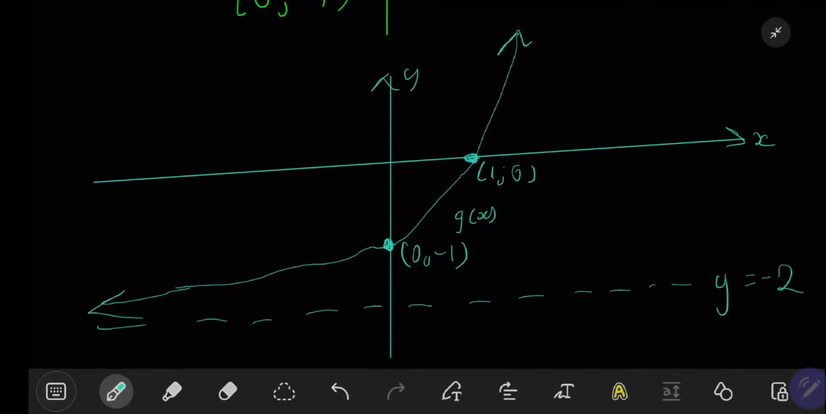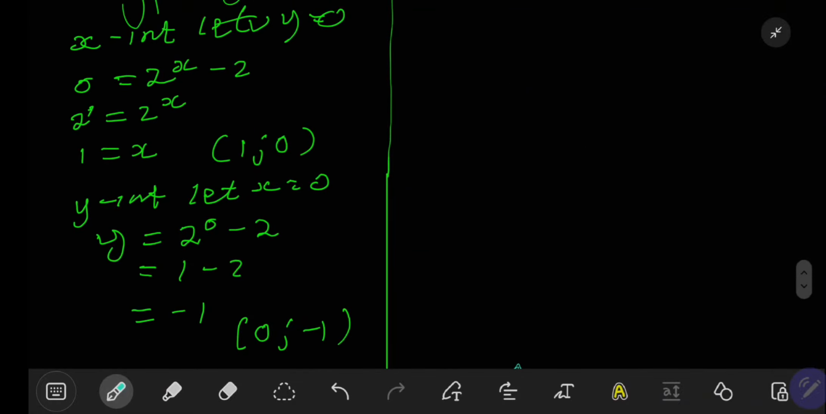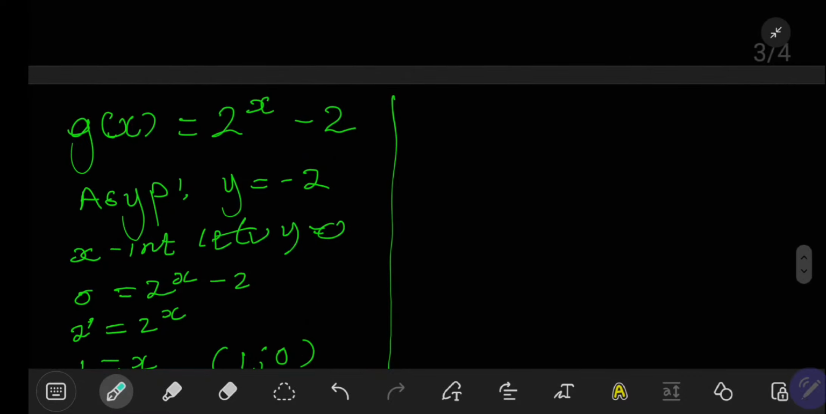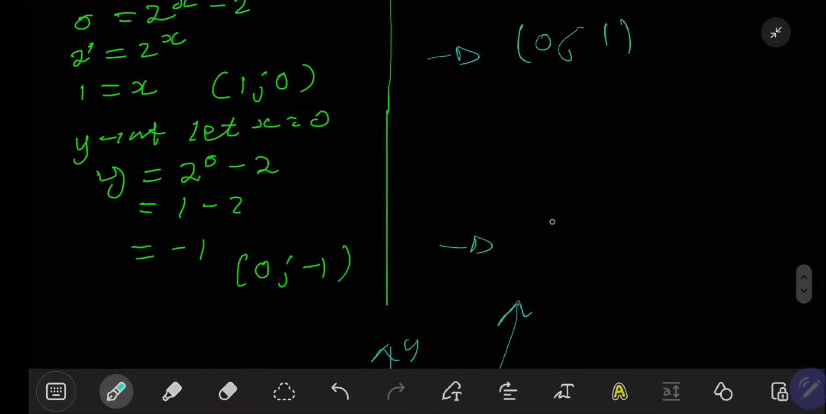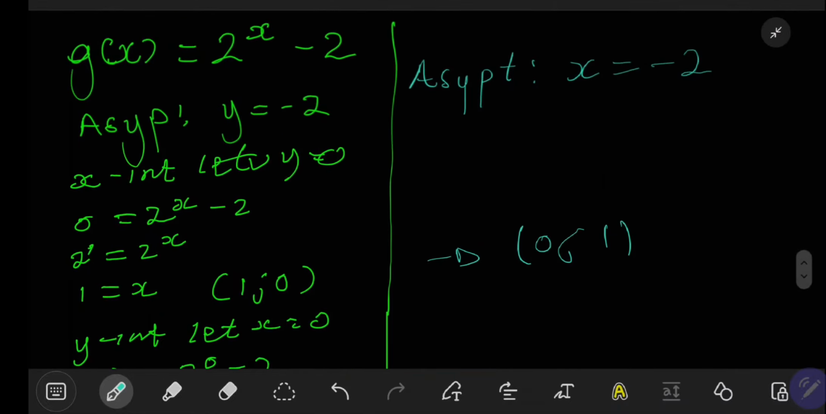Then when you want to draw the inverse function, we need to interchange the x and y's. So from here, our asymptote, where there was y, we put x. Then our asymptote will be x equals minus 2. Then when we find the x-intercept, the coordinates will change to (0, 1). And then our y-intercept will change to (-1, 0). Then we have these 3 points.